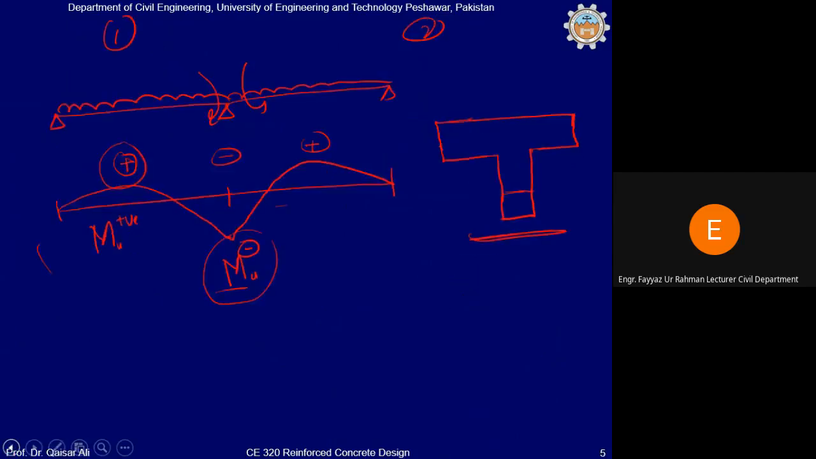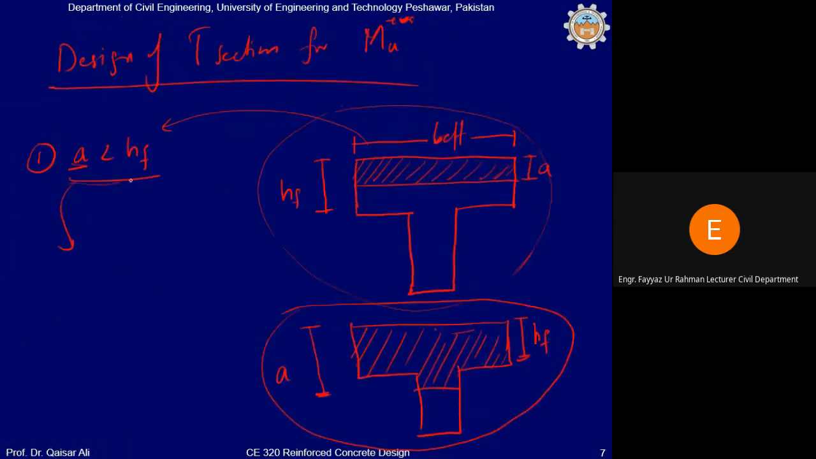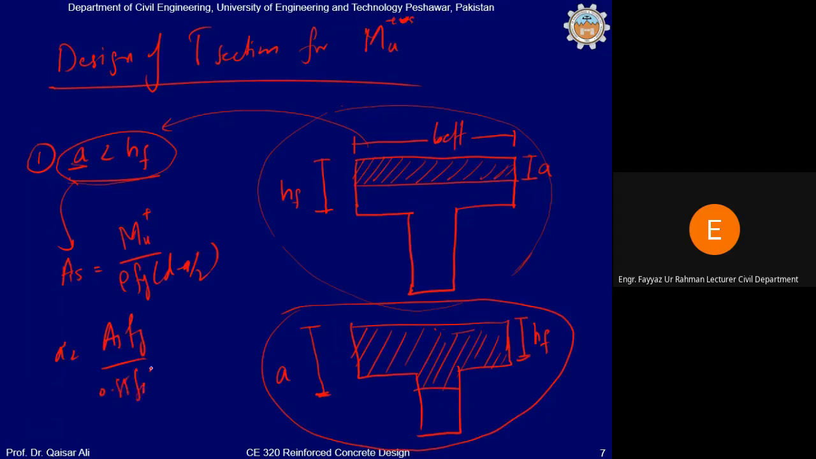And even for positive bending moment, since this case 1 will always be governing, the depth of the compression block will always be less than the thickness of slab. So that is why you can design even the same section for positive bending moment as a rectangular beam. Clear? उसमें सिर्फ आप इस तरह करेंगे कि वही दो इक्वेशन है, a is equal to Mu positive divided by phi fy (d minus a by 2), and a will be equal to As fy divided by 0.85 fc prime.